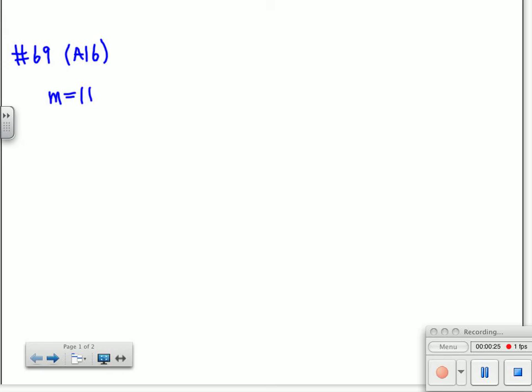Okay, so this is number 69 from A16. This problem reads that a 1,150 kilogram car pulls a 450 kilogram trailer. So I'm going to make that mass of the car, mass of the trailer. That's 450.